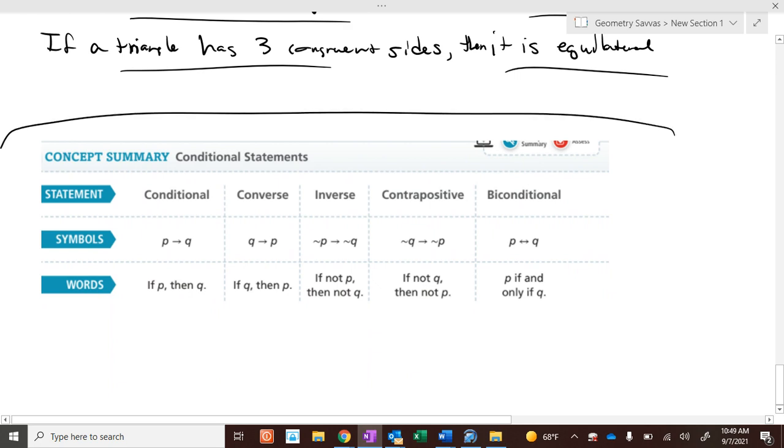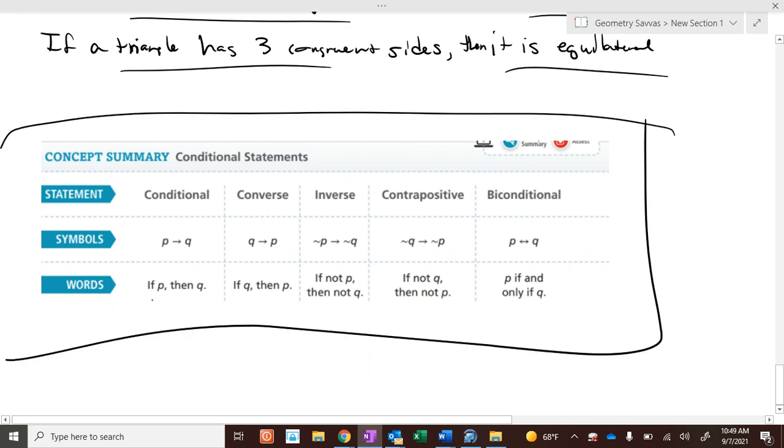So this is what we covered today. A conditional statement is an if-then statement. Its converse is when you switch them around. An inverse is if not the hypothesis, then not the conclusion. A contrapositive is if not the conclusion, then not the hypothesis. And a biconditional has if and only if in the middle of a hypothesis and a conclusion. And you want them both to be true.